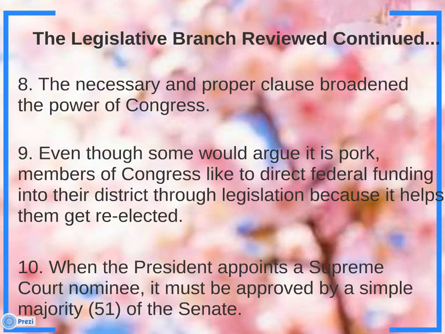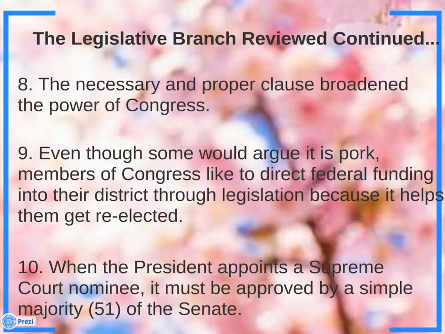Even though some would argue it is pork, members of Congress like to direct federal funding into their districts through legislation because it helps get them reelected. Anytime you see a congressman's name on something, that's because they got money from, whether it's the state or the federal government, to do a project, and we always are excited about our congressmen when they can get us a project to spur on jobs or rebuild infrastructure. It helps them get reelected.